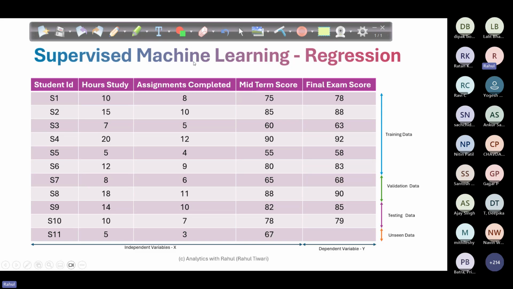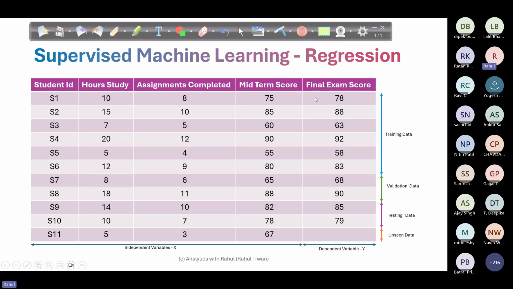Now what I'm doing is dividing this data into three parts. This is my first part, which is known as training data, which consists of the majority chunk. The majority chunk of data I am giving to the machine, where the machine will learn from that particular data set. The machine will use this data set for training purposes. The machine will get trained from this data.